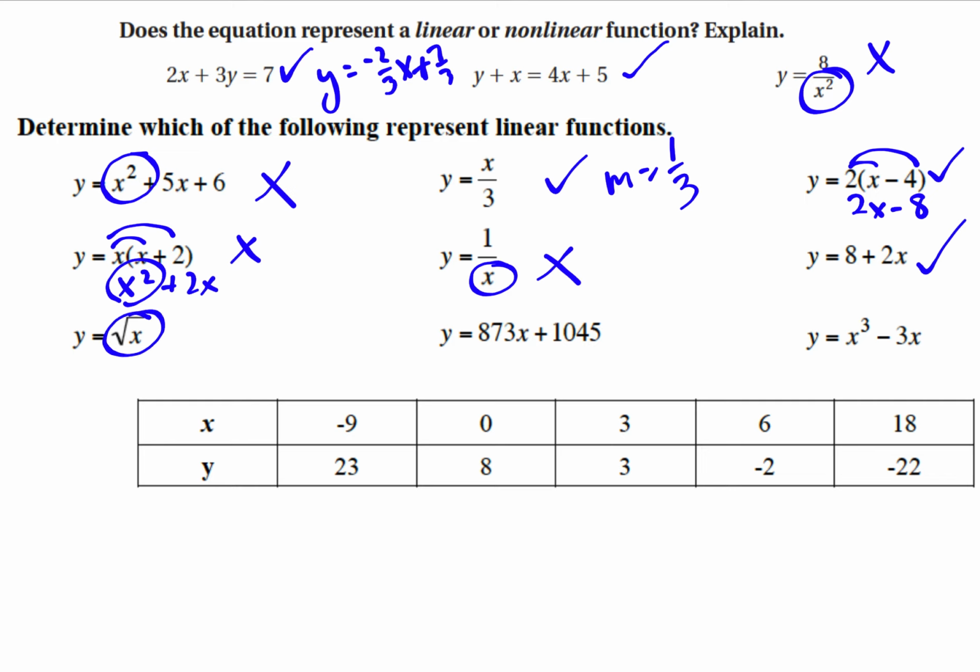This next one is no because you're square rooting the input term. The next one is yes because 873 is the slope, 1045 is the intercept. And this last one is no because of the cube.